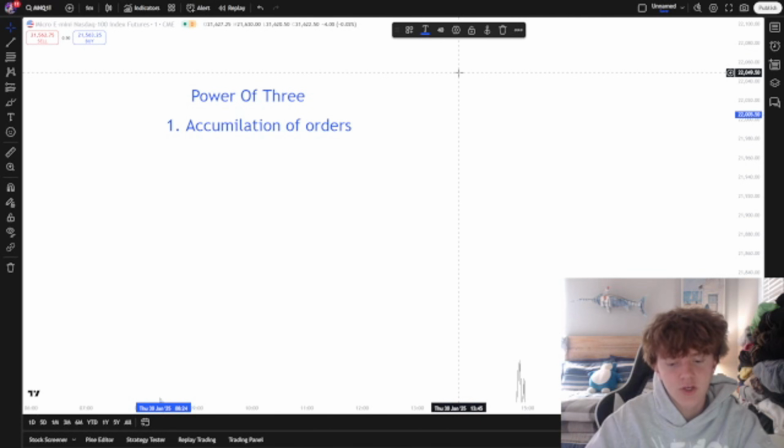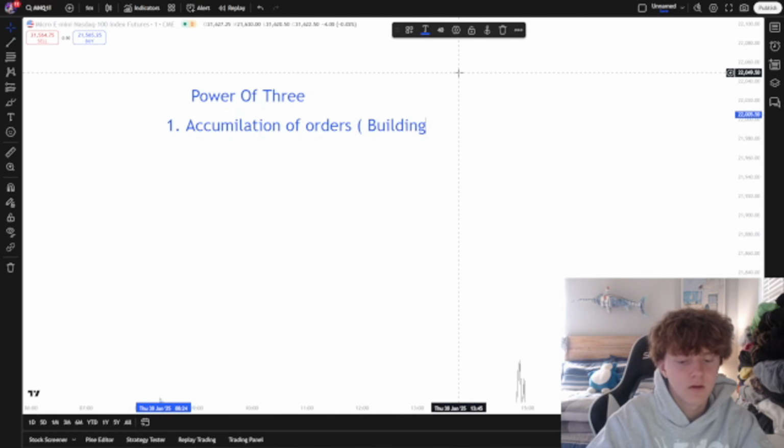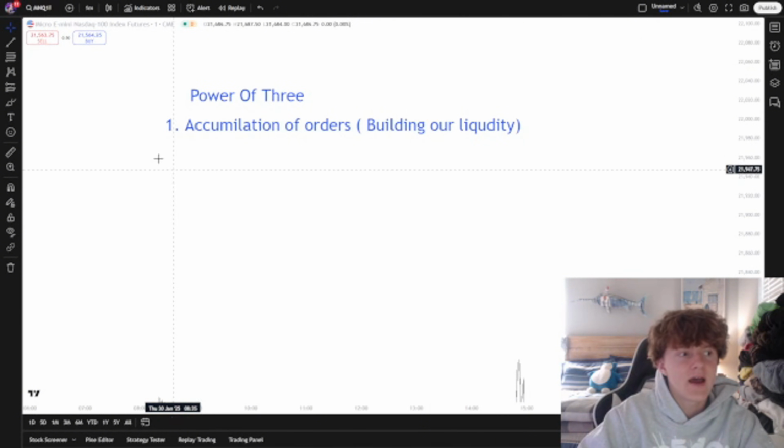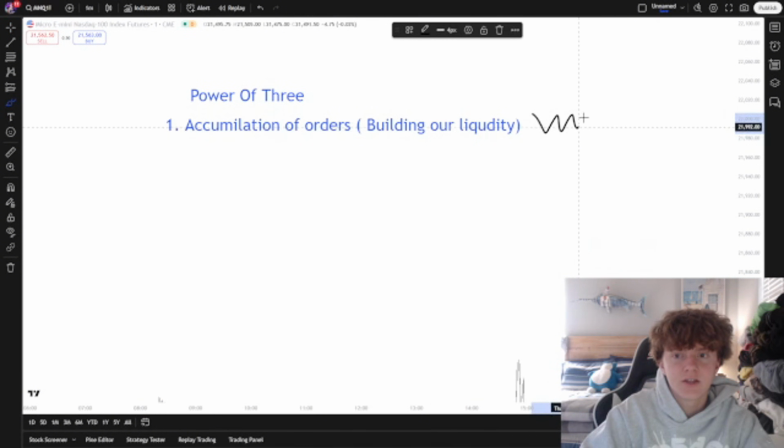Our first one is going to be our accumulation of orders, which is building our liquidity. And you guys will see that as this consolidation motion, building up a bunch of orders.